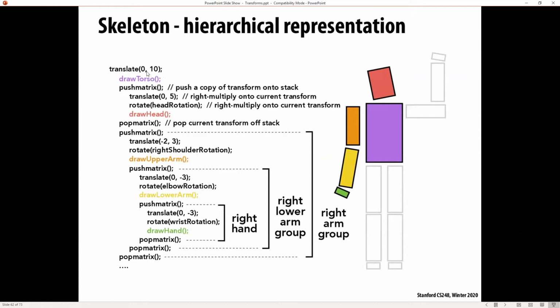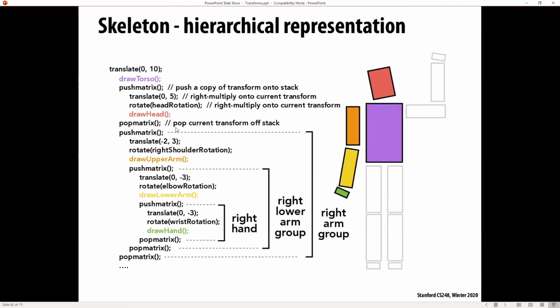Okay, so we're going to translate by some amount and we're going to draw the torso. So here it is, we've got the purple torso. And then this push matrix basically is a save. You can think of this as a matrix stack. I'm saving whatever coordinate system the torso is in. Now I'm going to translate upwards some more, and I'm going to rotate a little bit, and I've got my head position. Remember these go in reverse order. So really this says rotate a little bit and then translate upwards in order to get the head position, right? Okay, we're going to draw the head.